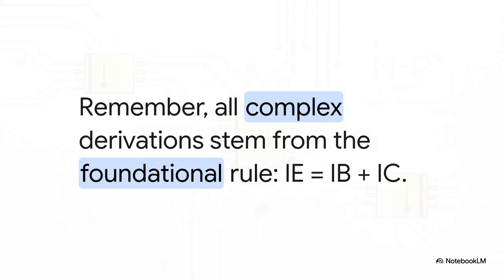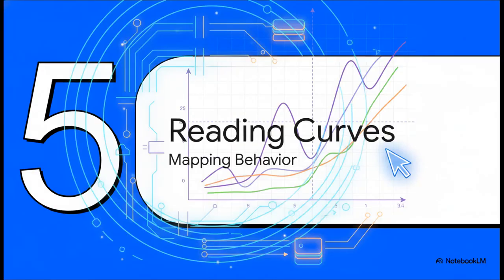Before we move on, I want to give you a brief but super strategic reminder. IE equals IB plus IC. Look, if you flip through engineering textbooks, you are going to see a dizzying array of equations converting alpha to beta to gamma. Do not let it intimidate you. Every single one of those complex algebraic relationships stems directly from this one simple truth. The total emitter current is simply the sum of the base and collector currents. That's all it is.